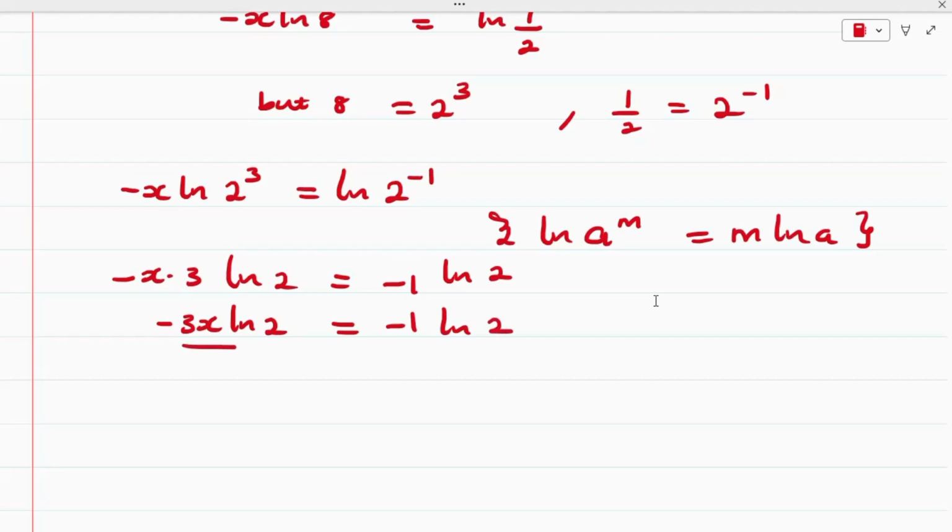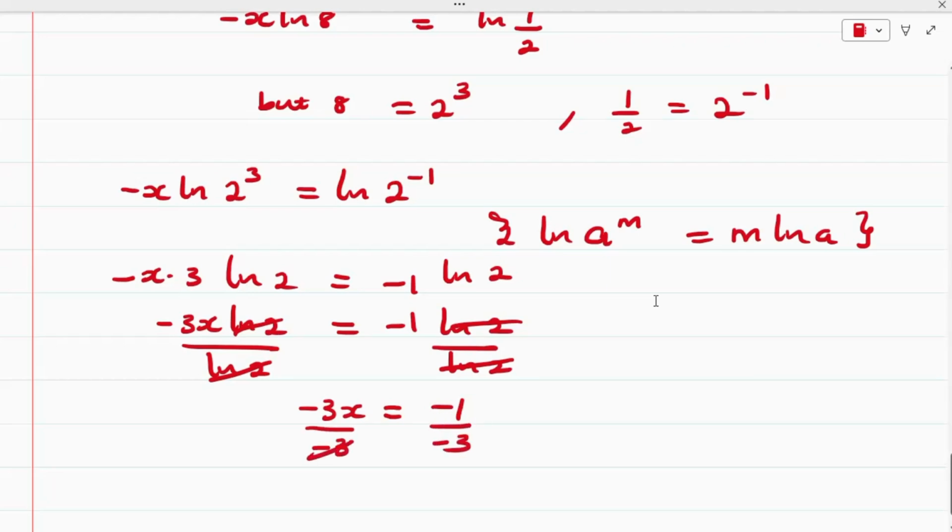So we want to simply divide both sides by ln of 2. This is going to cancel out this. We have minus 3x is equal to minus 1. So to solve for x, we divide both sides by minus 3. This is going to cancel out this, so we have x is equal to, minus cancels minus, 1 over 3. And this becomes the first value of x, so we are going to call this x1. So we have been able to solve for the first value of x.